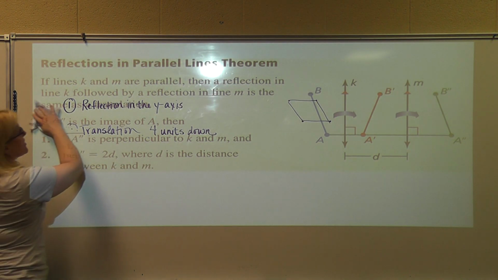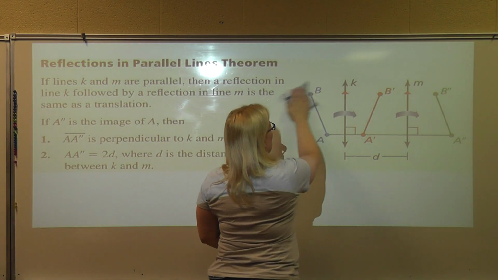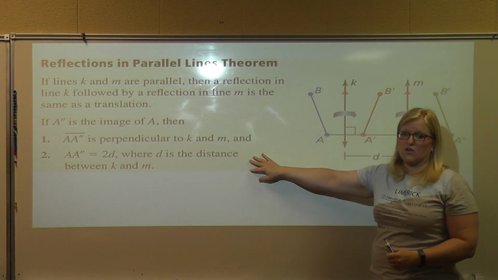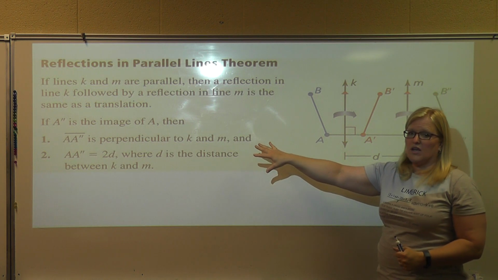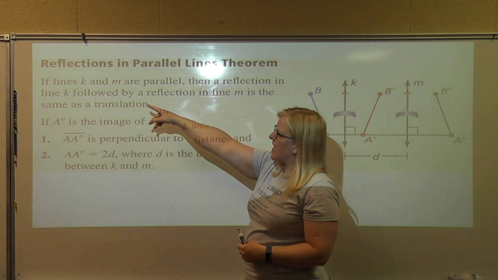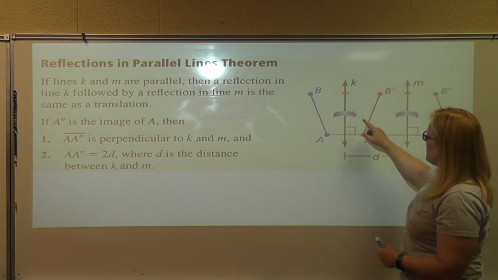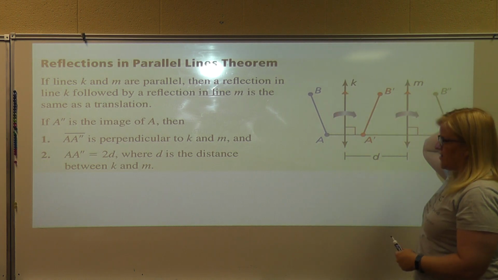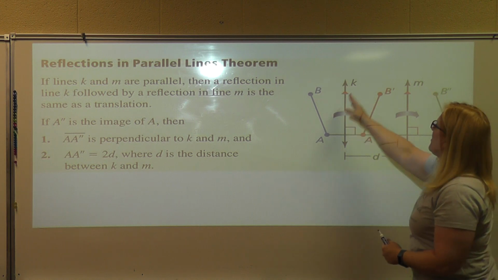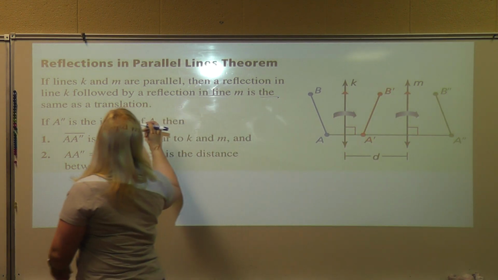Okay, so reflections in parallel lines. I promise this looks more complicated than it is, but there are some details of this that are important, so you may want to write some of this down in your own words. You don't have to write it down exactly the same. So if lines K and M are parallel, we know that by these little tiny arrows right here, then a reflection in the line K, followed by a reflection in the line M, is the same as a translation.